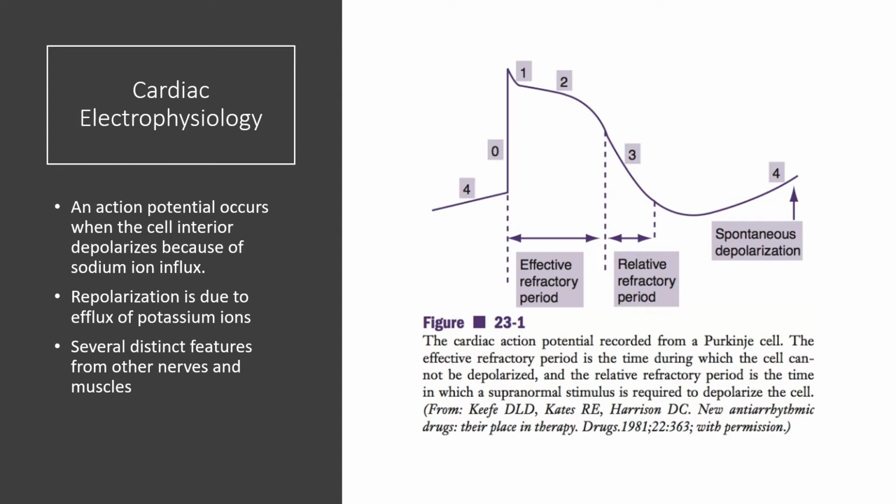So let's start with phase 0. And as you may imagine, phase 0 is the phase where rapid depolarization occurs. And this occurs very similar to how it occurs in the nerve and muscle cells. What's happening is there's a sudden influx of sodium ions into the cell. At some threshold level, the cell membrane suddenly becomes permeable to sodium ions because of the opening of the sodium channels or the sodium gates. And again, you get this spike, which is similar to what you see in the skeletal muscle depolarization.